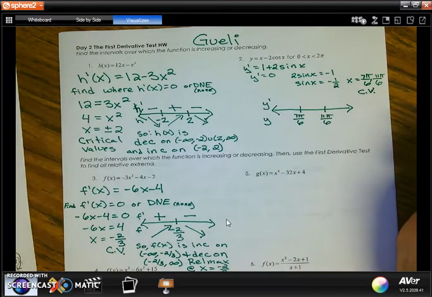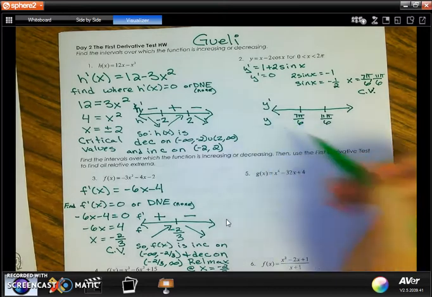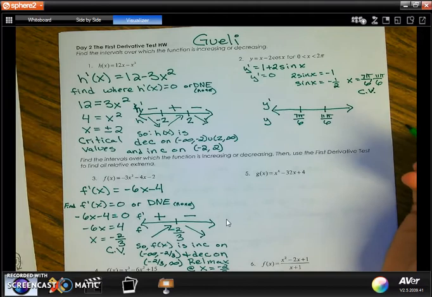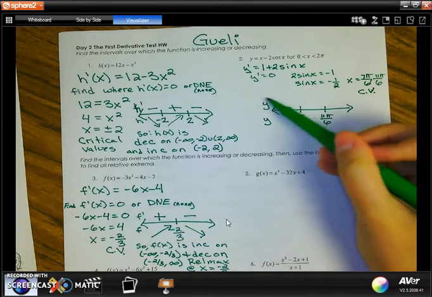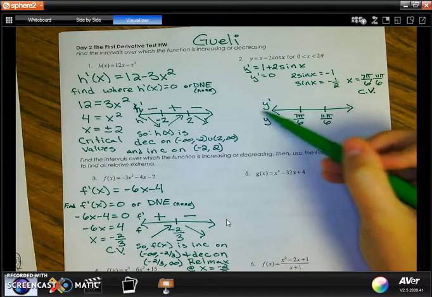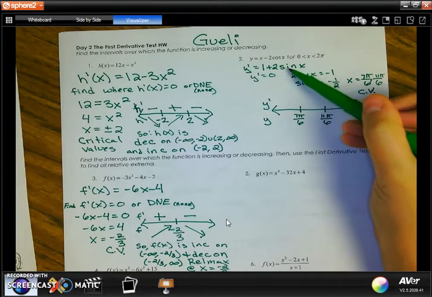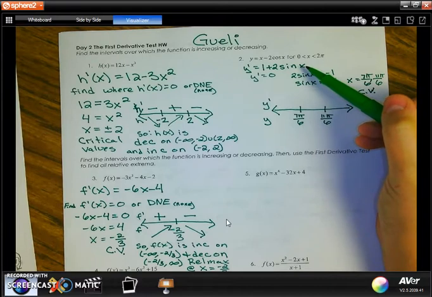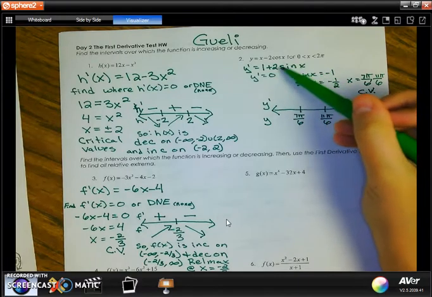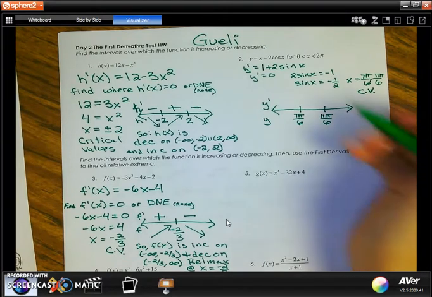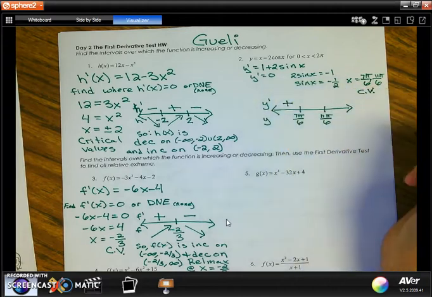So I put those on there, and then I plug in a number to the left of 7 pi over 6. You could choose pi. You're asking for information about the derivative, so I plug pi into the derivative. The sine of pi is 0, so that times 2 is still 0, and then I get a 1. What I care about is not that it's the number 1, but that it's positive, so I'm going to mark a positive up here.